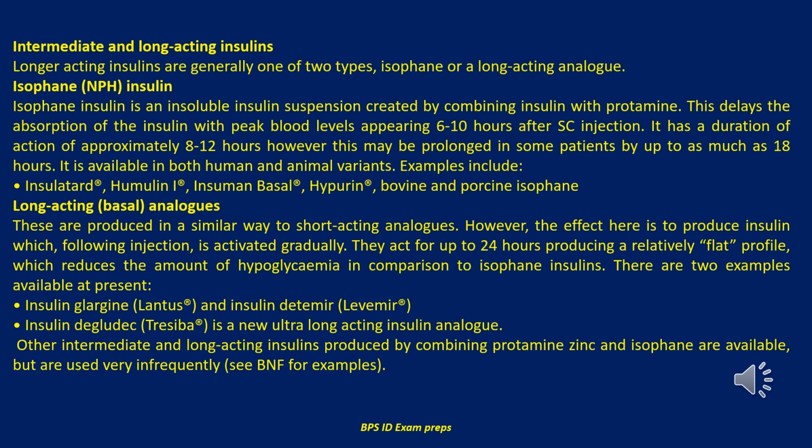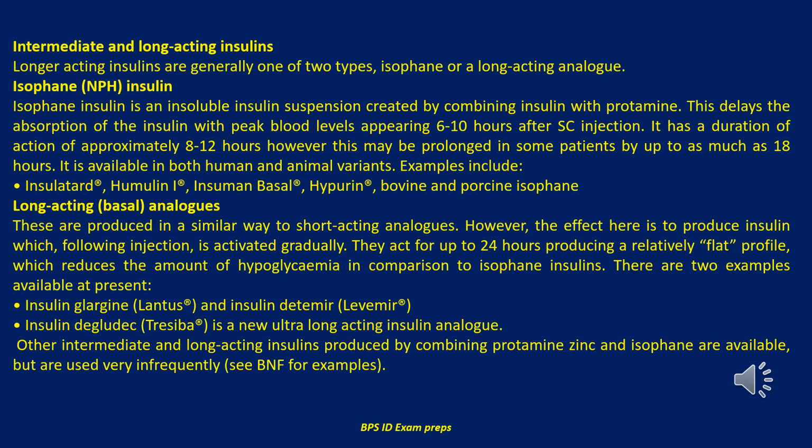It has a duration of action of approximately 8 to 12 hours, however this may be prolonged in some patients by up to as much as 18 hours. It is available in both human and animal variants. Examples include Insulatard, Humulin I, Insuman Basal, Hypurin bovine and porcine isophane.